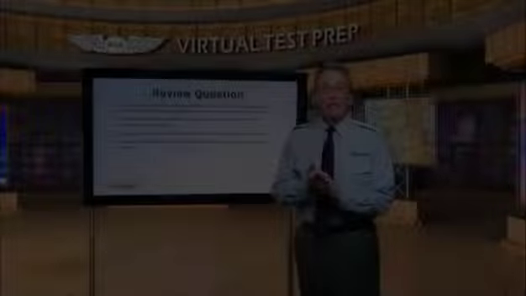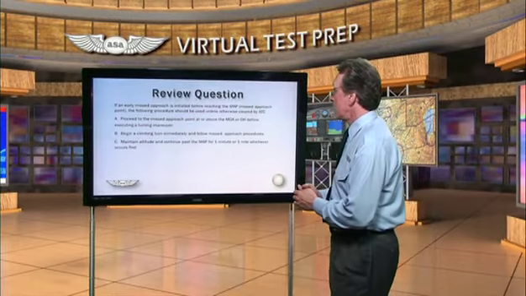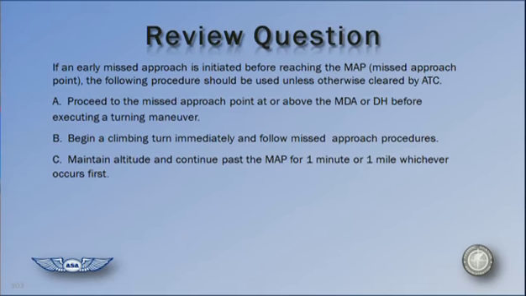All right. Okay, taking time again for another question. If an early missed approach is initiated before reaching the MAP, or missed approach point, the following procedure should be used unless otherwise cleared by ATC. Your answer is A, B, or C, which is correct?